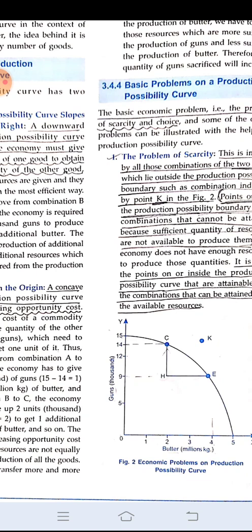Both can be attained by that country. That means they are having the resources. It is on the production possibility curve, that means they can easily afford it. They can go for any choice, whichever they like, C or E.